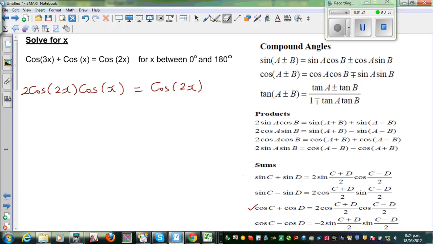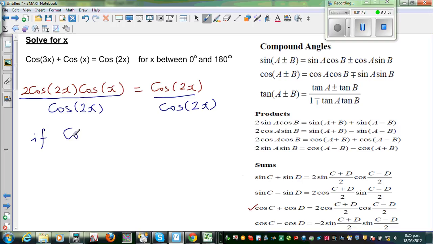Suppose you may wonder why can't, suppose in the next step, you're dividing this side by cos 2x and this side by cos 2x. Okay, can you do this? You can do it, provided you can say cos 2x is not equal to 0. Now why? Because in maths you're not allowed to divide by 0, because when you divide anything by 0, it becomes undefined.